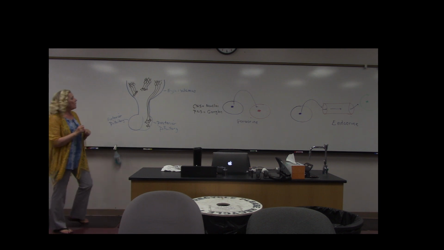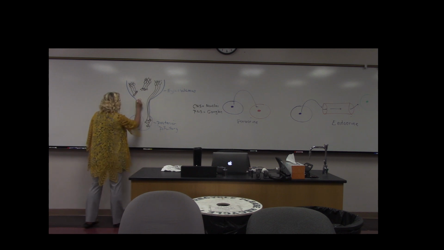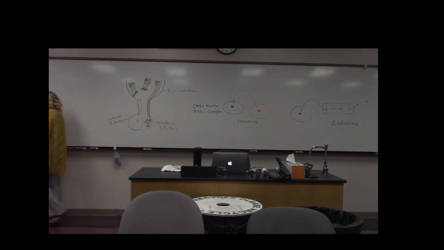Located between the hypothalamus and the anterior pituitary are some blood vessels. And I'm just going to draw one, but imagine there's a whole bunch of them. Anybody remember what those blood vessels are called? They're the pituitary portal system. No big deal. I'm not going to test you on that.